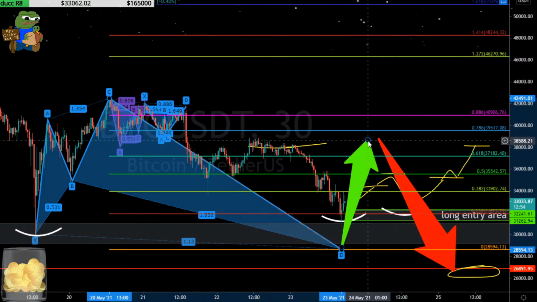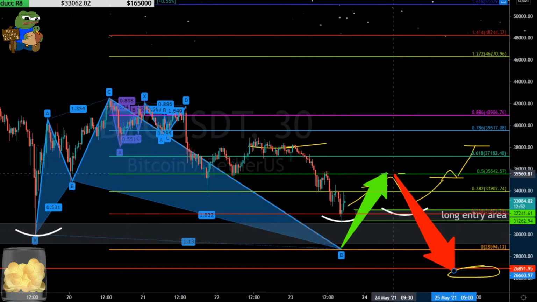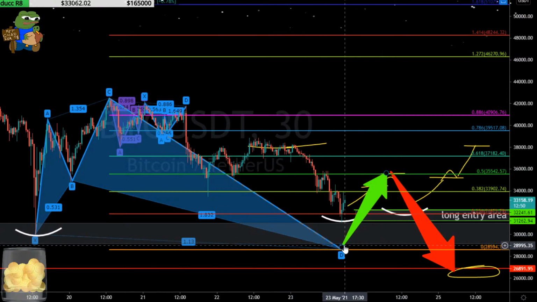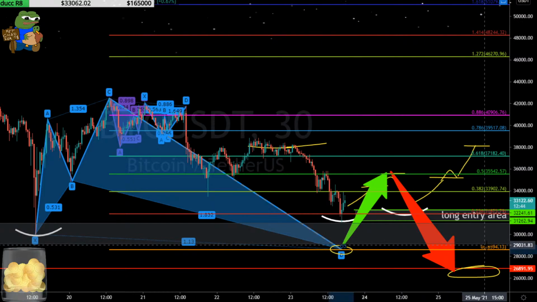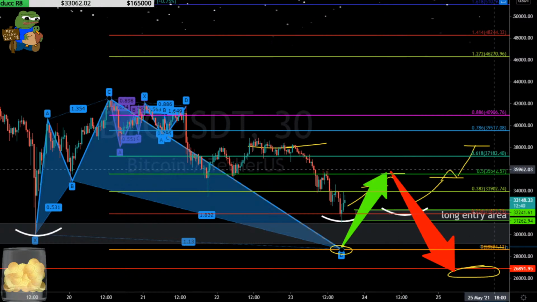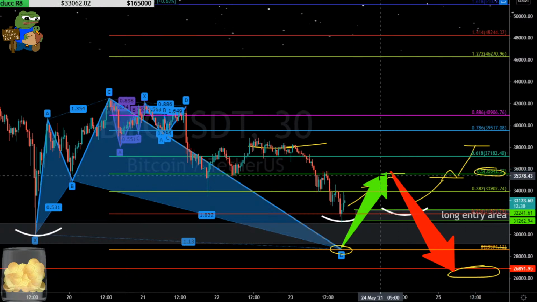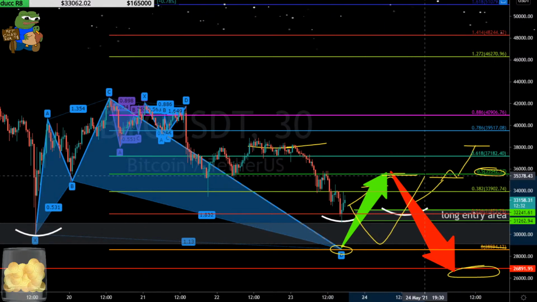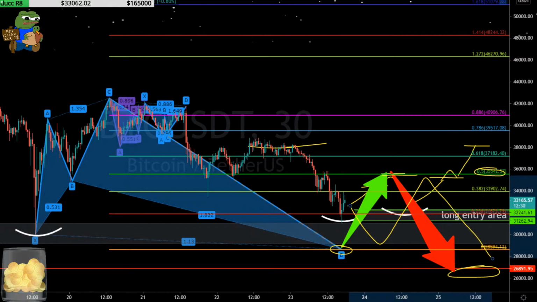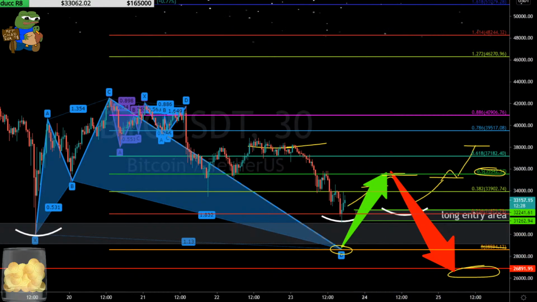50% retrace, it would be right here. Boom. Boom. Okay, so you do not want to see 28.5. If you see 28.5 hit, guys, that means you're going to reject 35. That's what that means. If you sell off to 28.5, you're going to reject 35, and you're going to dump again.